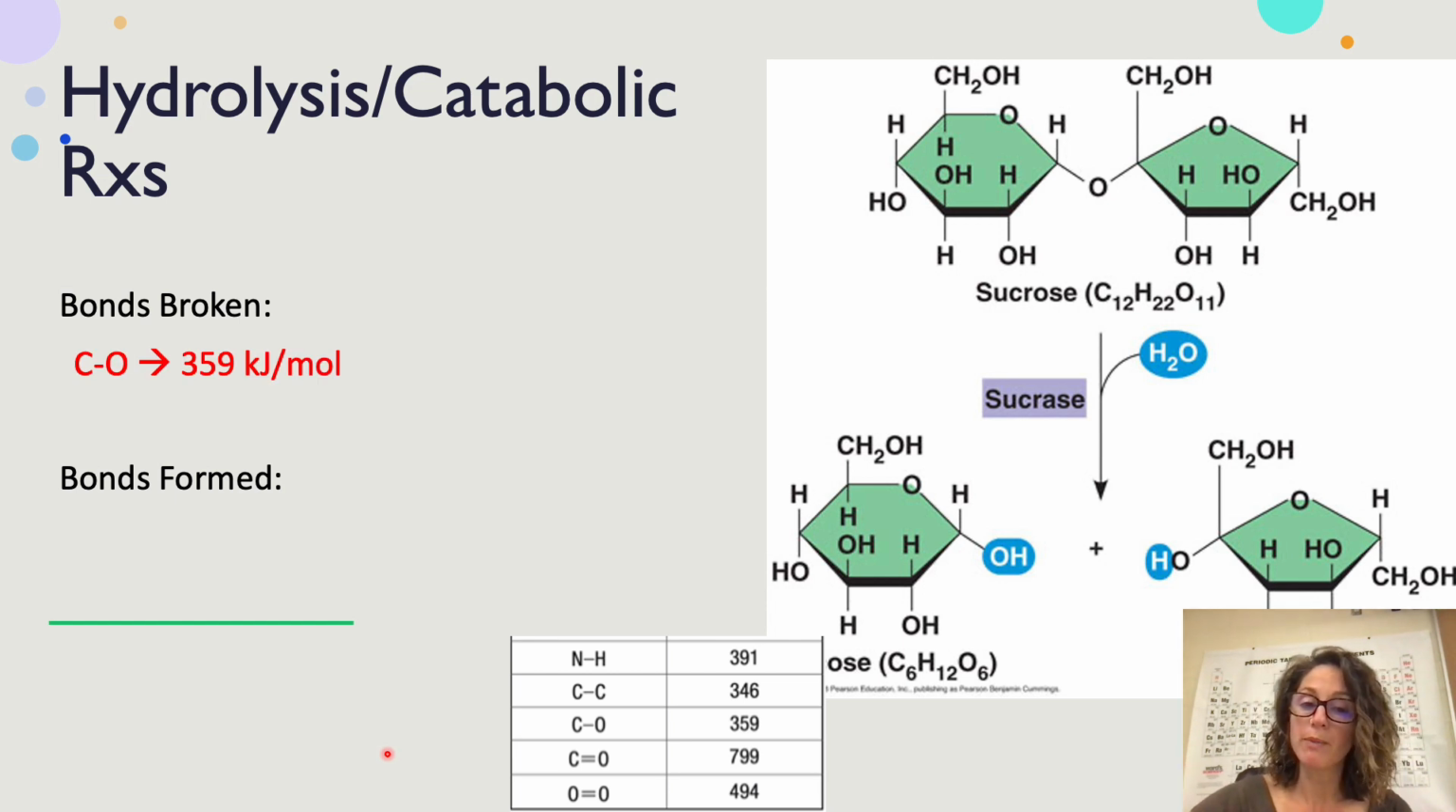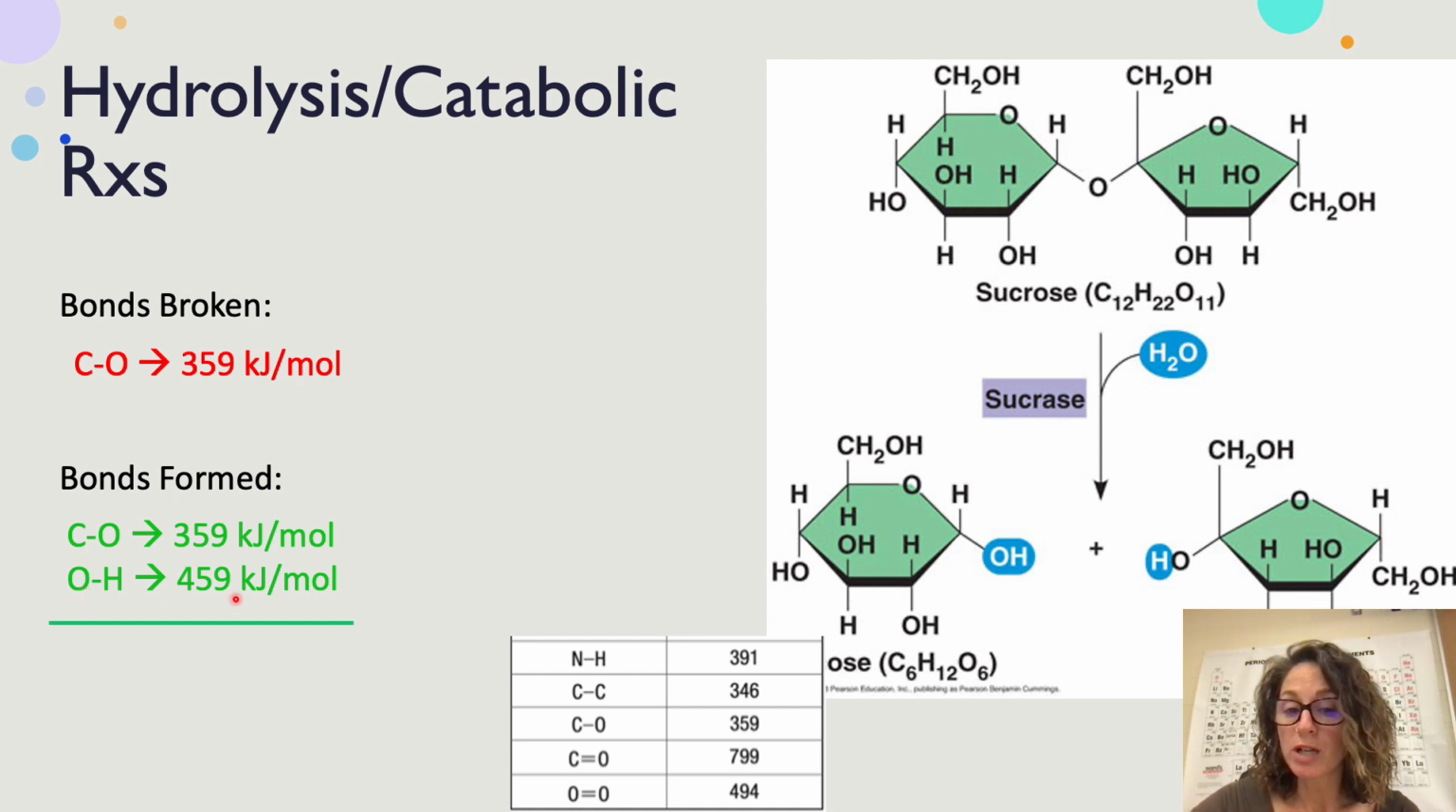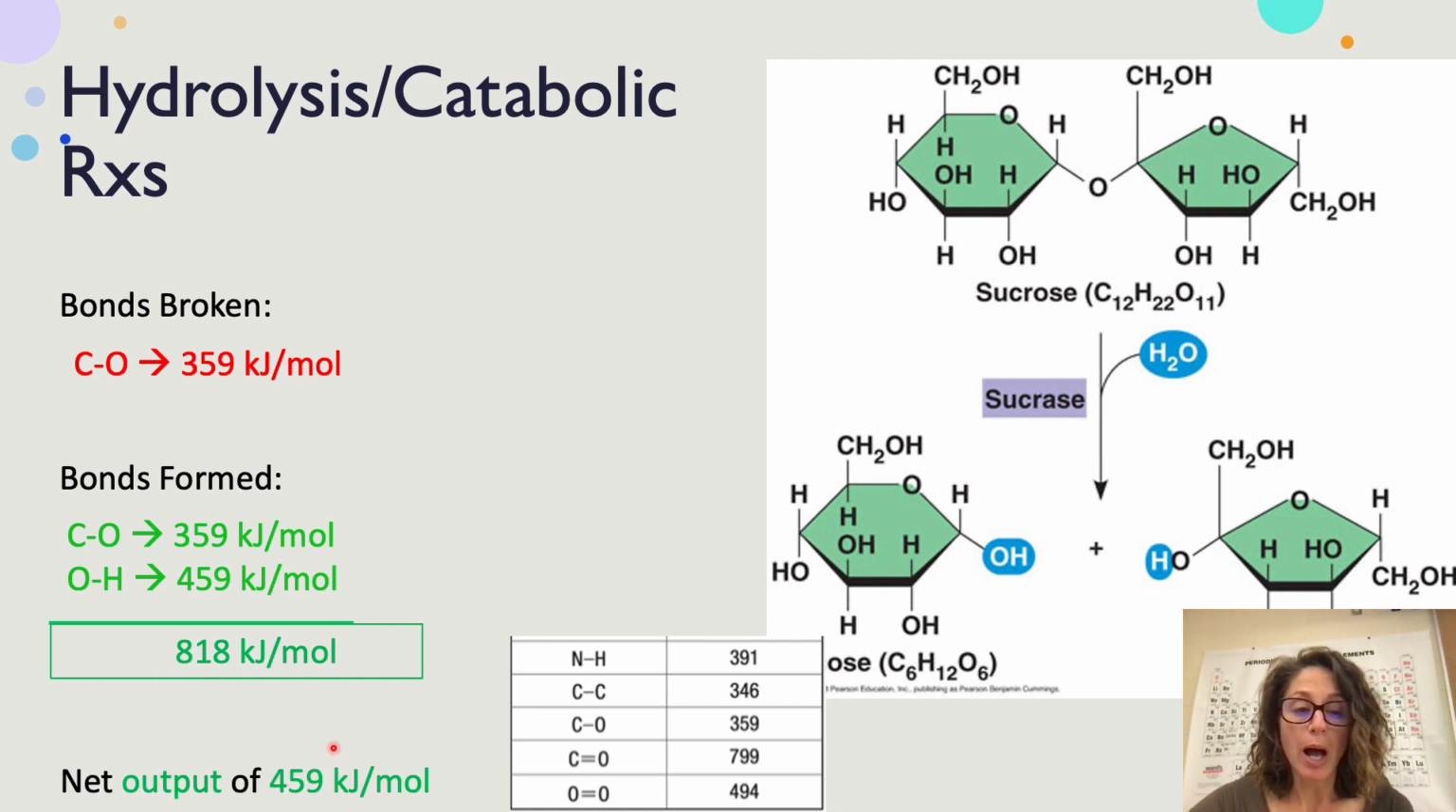And then we have new bonds coming in. We have a new bond between a carbon and an oxygen, and between an oxygen and a hydrogen. So the carbon and oxygen bond is going to be releasing 359 kilojoules per mole, and the oxygen hydrogen bond will be releasing 459 kilojoules per mole. So lots more energy is being released as these bonds are forming. And we have a net of 818 kilojoules per mole being released, or an output. So this is called an exergonic reaction because more energy is being released from the reaction. It's also known as a spontaneous reaction.